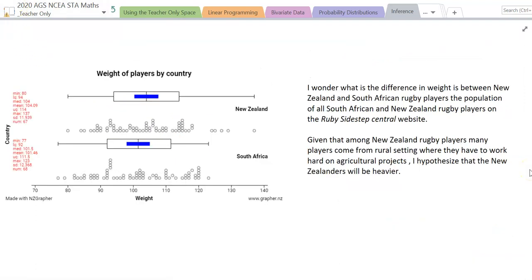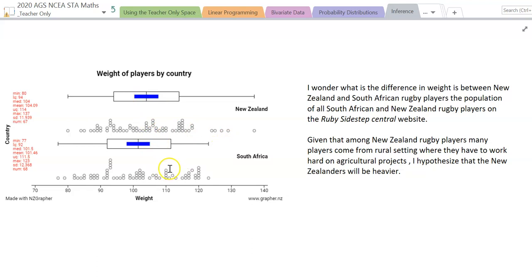So I'm still dealing with rugby players, but now instead of comparing by position, I'm going to compare by country, the South Africans and the New Zealand rugby players. And we can see from the box and whisker that the confidence interval around the medians is overlapping. And you'll remember from what we said earlier, at level 2, that means I can't make a call on this one.